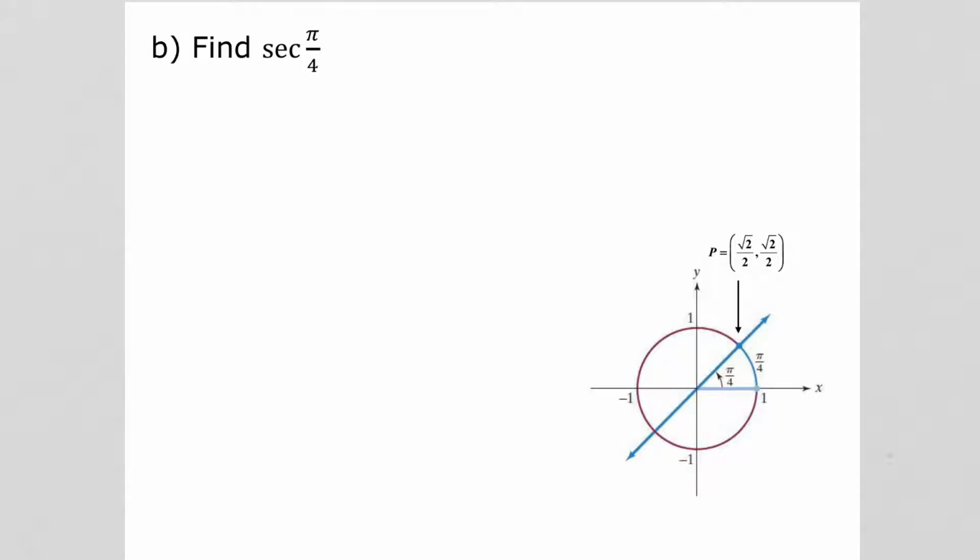Next, we're asked to find the secant of pi over 4. That's 1 over x. X is root 2 over 2. So it's actually the same thing as before. The secant of pi over 4 is just the square root of 2.